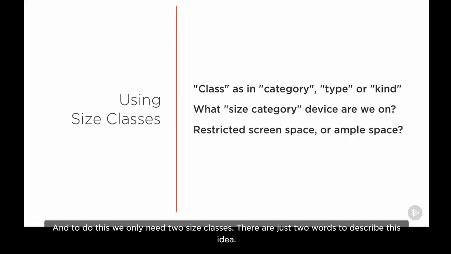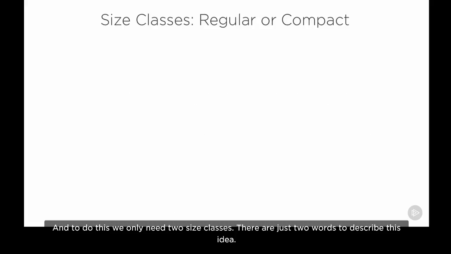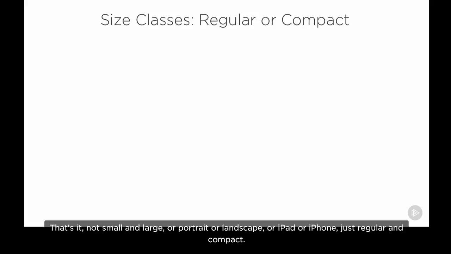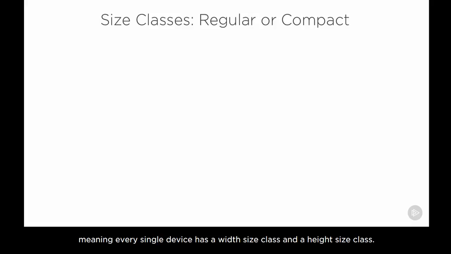And to do this, we only need two size classes. There are just two words to describe this idea. The first size class is regular, and the second size class is compact. That's it. Not small and large, or portrait or landscape, or iPad or iPhone, just regular and compact. But, and this is an important but, with the size class, this category description, this word regular or compact is applied independently to both the height and the width of whatever device is being used, meaning every single device has a width size class and a height size class.